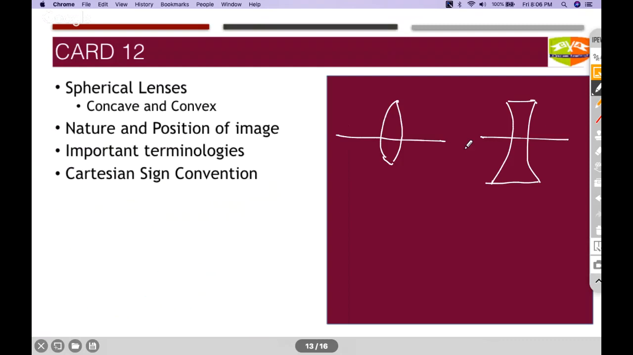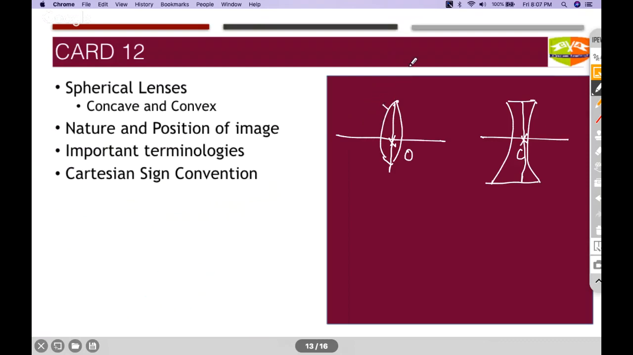I have already discussed terminologies and Cartesian sign formula in the case of mirrors. Whatever would be different, I will note. Principal focus and optical center are the same from wherever it has been cut. Draw a line from here, and this midpoint is known as the optical center. For this concave lens, draw a line. This is your optical center.